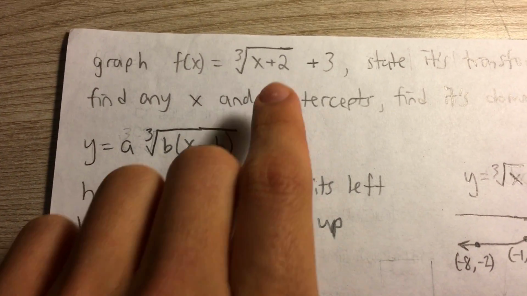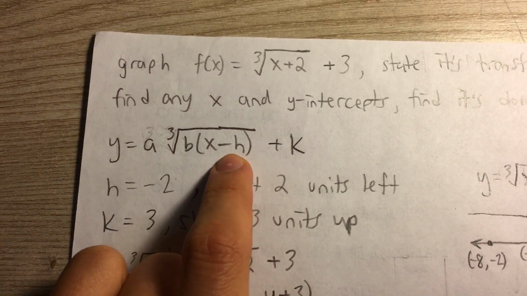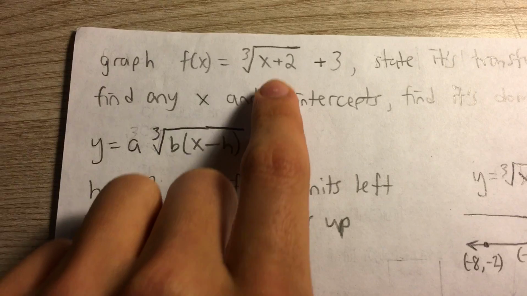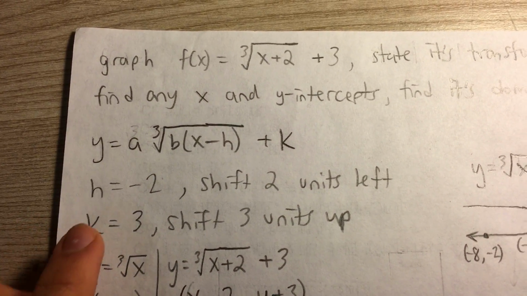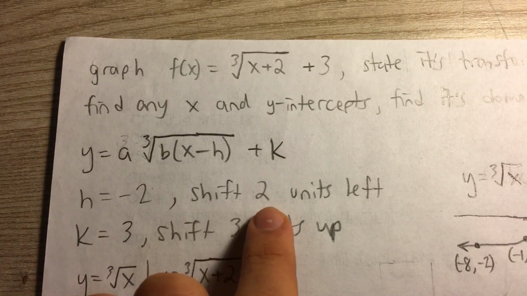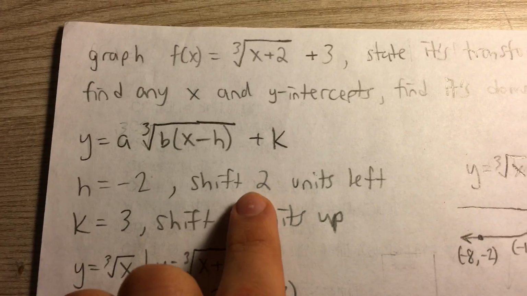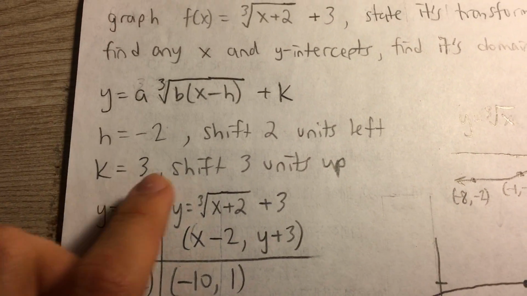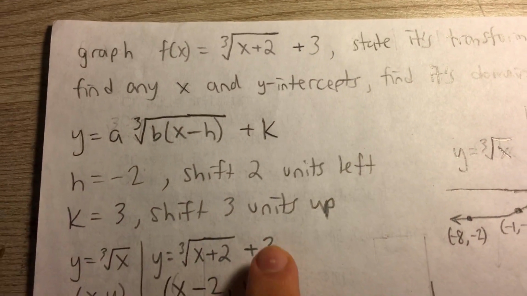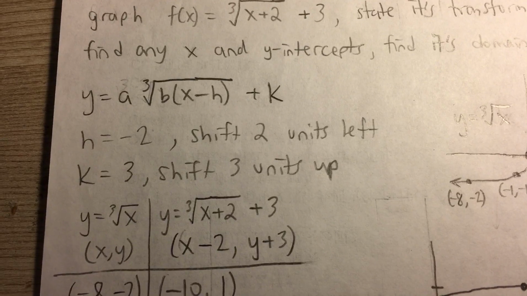And so here I compare this to my equation, and I see h must be negative 2, because then x minus negative 2 would be x plus 2. So I find it's negative 2. That means, because it's negative, it means to the left, in the negative x direction. So I shift 2 units left. And also k is 3, so it's positive, which means I'm shifting 3 units up.